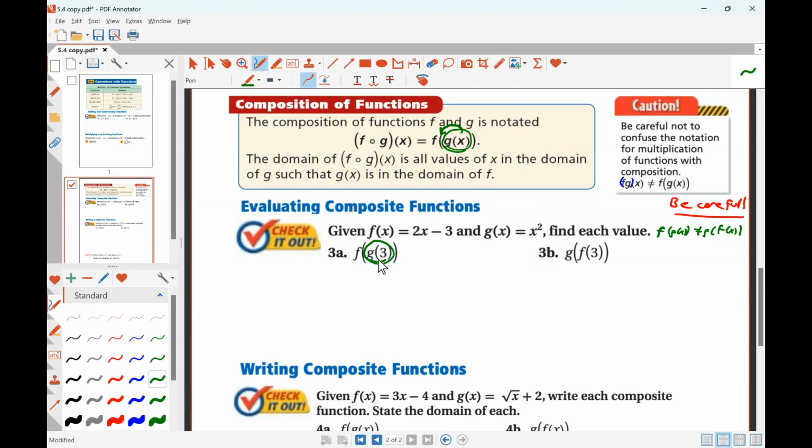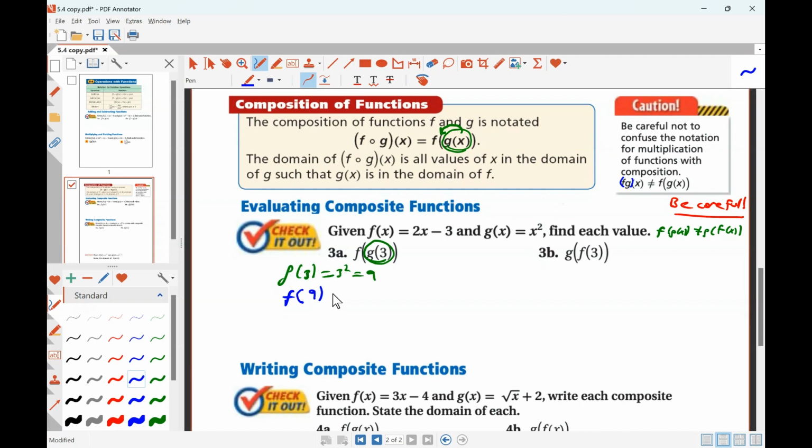This is evaluating functions. You just need to substitute 3 for x in function g. So what is g of 3? The g function is x squared. Just replace your x with 3. g of 3 equals 3 squared, which is 9. So the output of the inside function is 9. It now becomes the input of the outside function. So now we are looking for f of g of 3, which is f of 9.